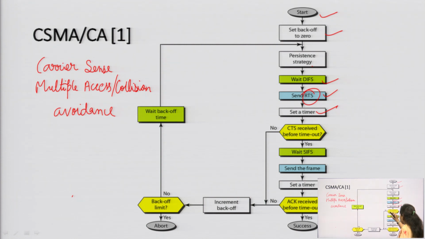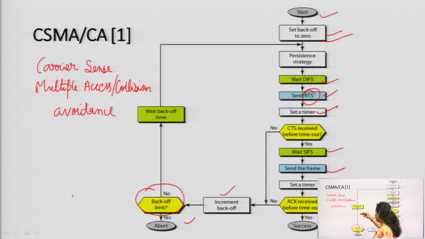If it is not, then it has to increment the back off. If it has been received, then wait for another SIFS time, send the frame, set a timer, and check whether the acknowledgement is received or not. If it is received, then yes, it is successfully received at the receiver side. If the acknowledgement has not been received, then the back off is incremented. There is a back off limit, so we have to set up the limit for how many times you can back off. Then it can either be aborted or you can wait for the back off time.